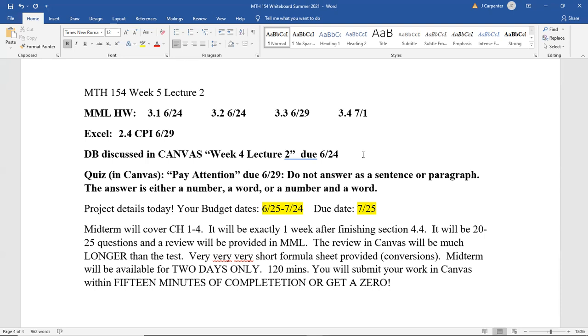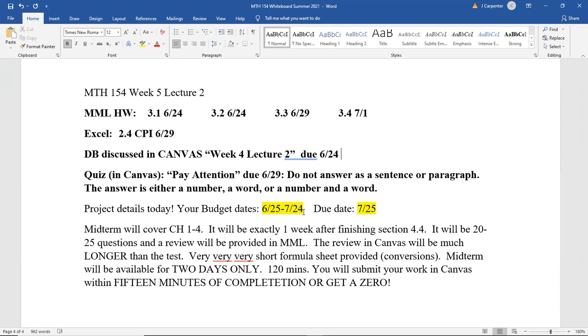So the two things we'll spend a lot of time talking about today, in addition to finishing out 3.4, will be the project details. And we're going to do that a little bit later, but I want to point out that you're going to be making a budget for yourself. And the dates that you need to be budgeting your money are seen right here. It's going to be June 25th through July 24th. So this will give you one full month. So that will be one full month worth of days.